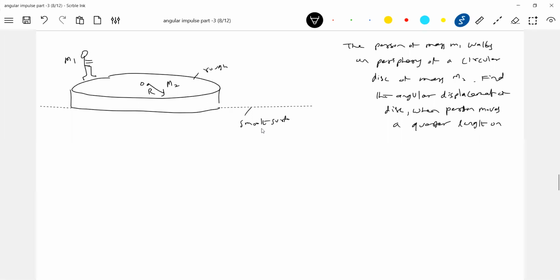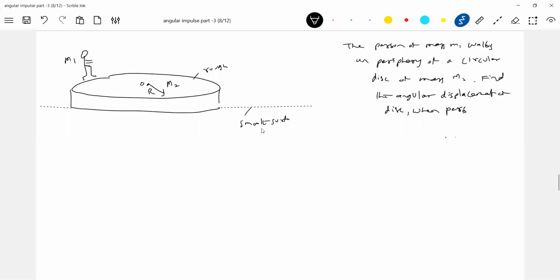When the person moves a quarter length on the disk, a quarter length with respect to the disk, you write it. Quarter length means you will have an angular displacement of pi by 2 radian with respect to the disk. Find the angular displacement of the disk when the person, okay, I think quarter length will get confusing.